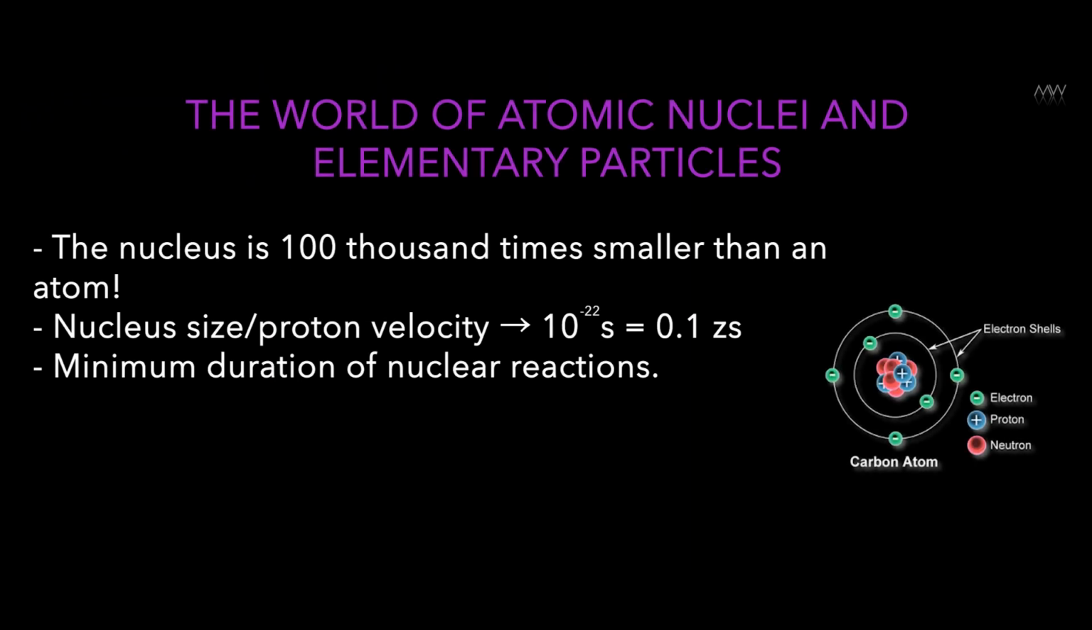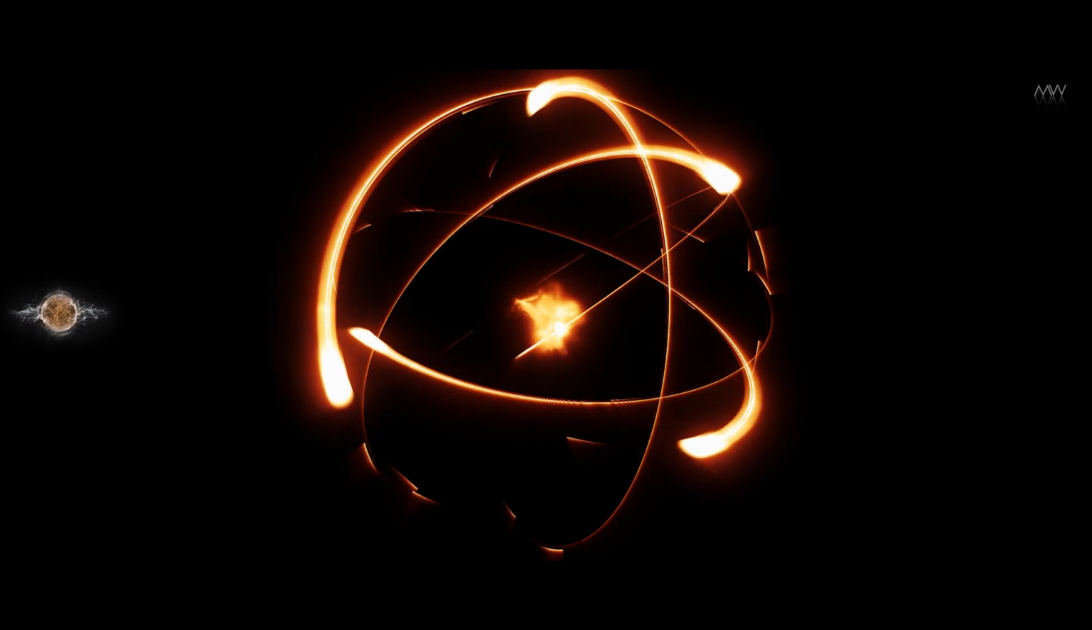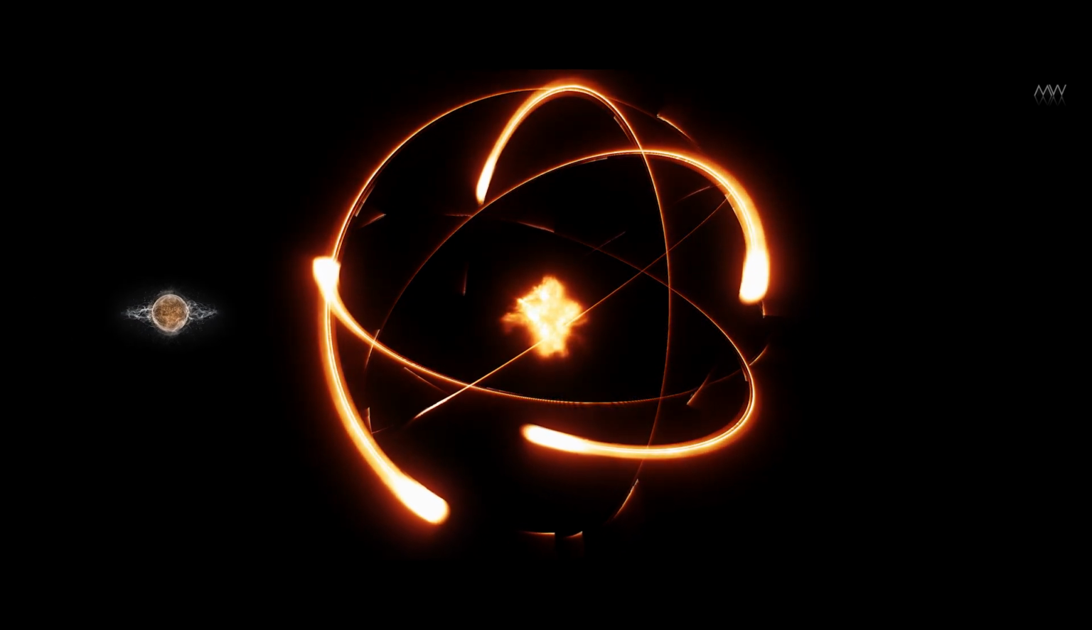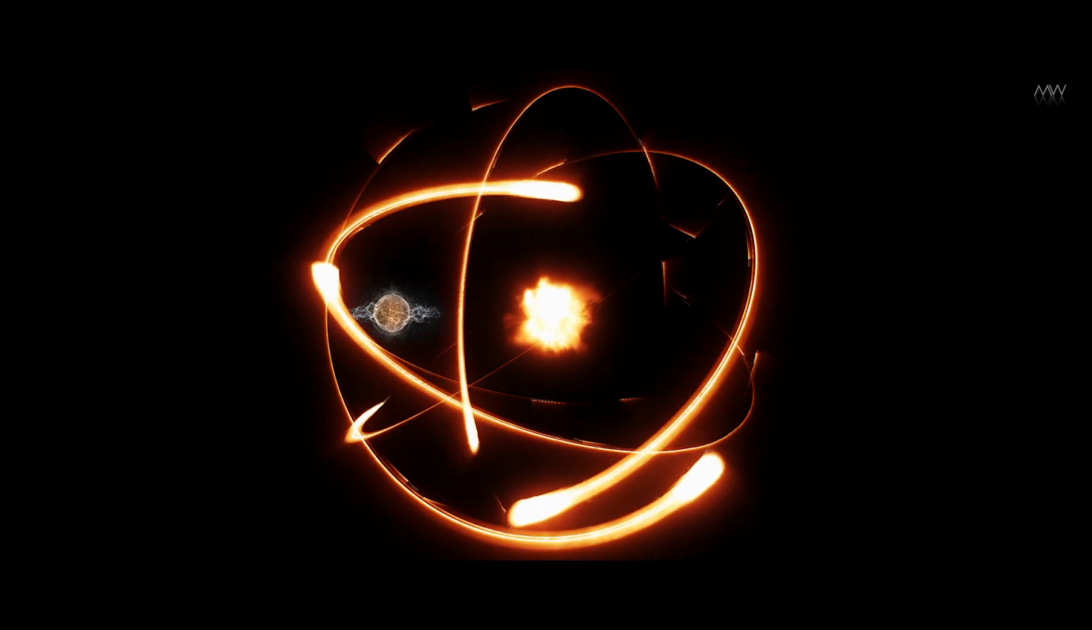That's where nuclear physics comes in. So the thing is that the nucleus is very small. It's 100,000 times smaller than an atom. And if light travels a distance inside the atom in an attosecond, then inside the nucleus the same light can travel in tens of yoctoseconds.